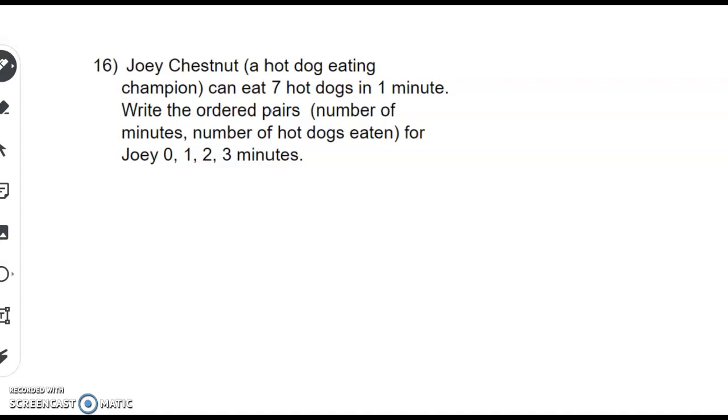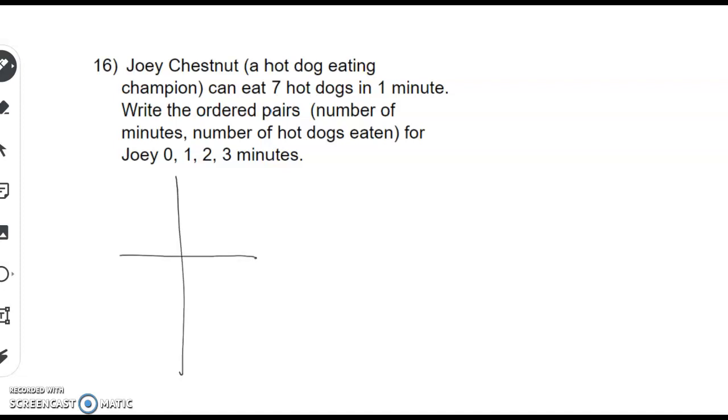Joey Chestnut, a hot dog eating champion, can eat 7 hot dogs in 1 minute. Write the ordered pairs, with the X value being the number of minutes and the Y value being the number of hot dogs eaten. For Joey, for 0, 1, 2, and 3 minutes.